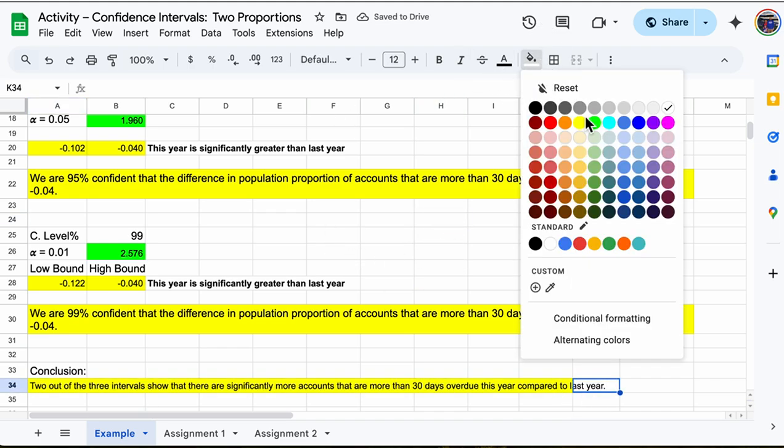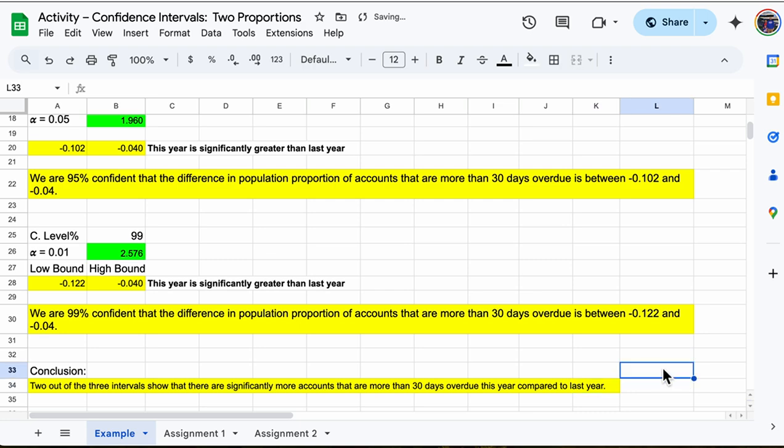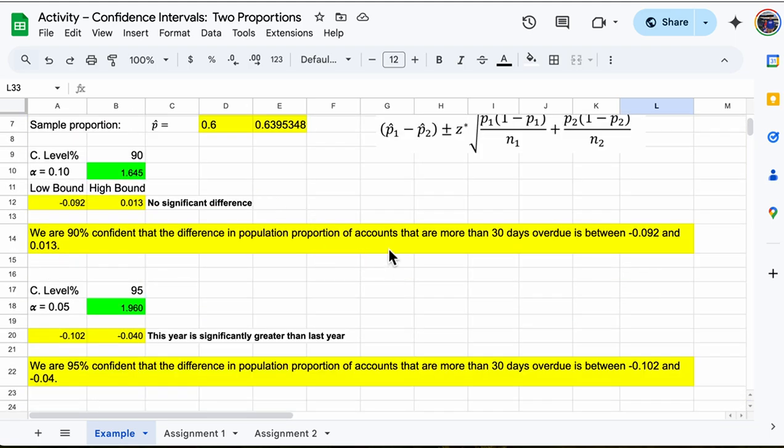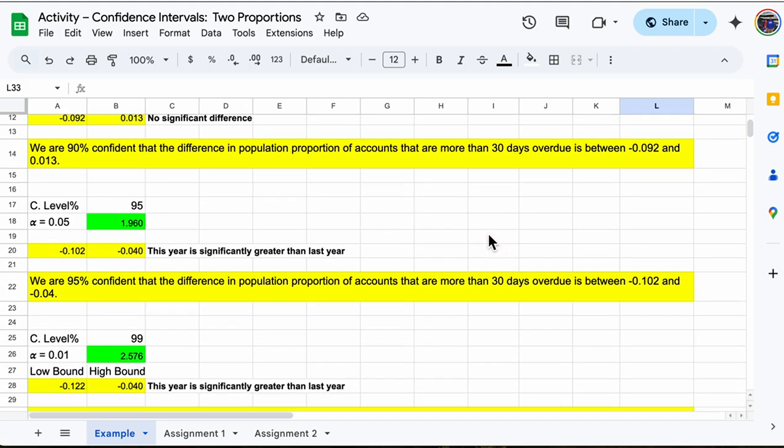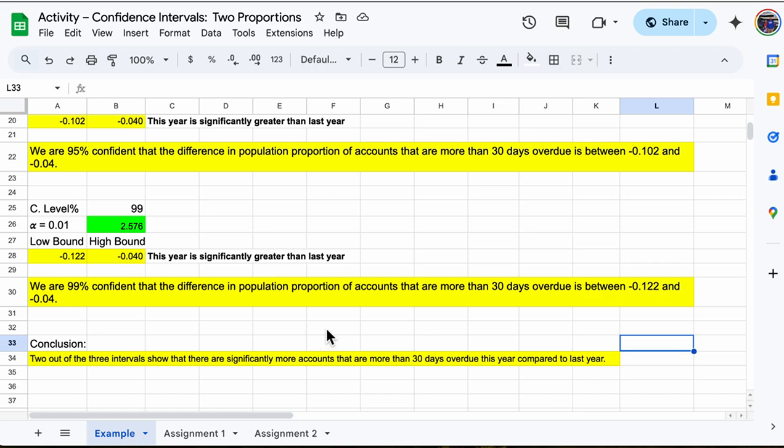Now that we're able to draw that conclusion, the financial officer can start thinking about why that might be the case. Was there turnover in staff? Are people just not doing their job this year, but they were last year? You can start getting at the root causes, but it isn't until you determine that there is a significant difference that you start that investigation. And so that is the example, and you'll have assignments 1 and 2, and you can get right to it.